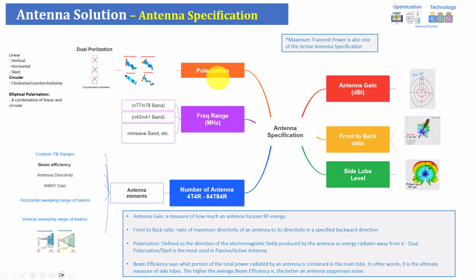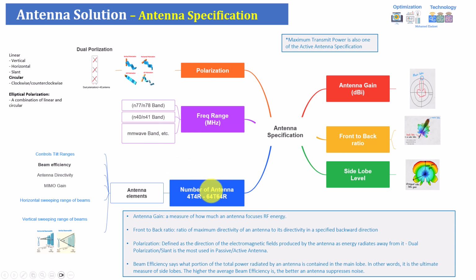Before going to the polarization, the frequency range is very simple, just one of the specifications. It will directly mention that this antenna supports this particular range of frequencies. For example, it can tell you it supports from 3.4 gigahertz up to 3.8 gigahertz, or 2.6, or the millimeter-wave band and so on. So this is just telling you exactly about the supported range of frequencies.